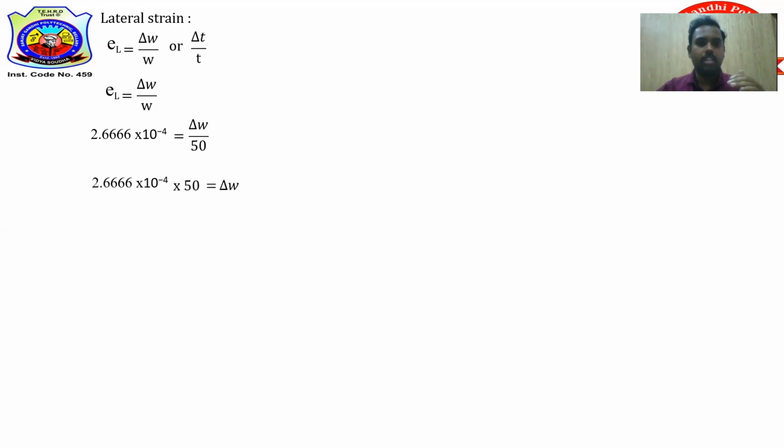So on cross multiplication, I'll get the value of delta W, that is 0.0133 mm. It's very simple. So in this case, again, I'll take EL equals delta T by T, because I have used only delta W by W. So this is one more set. So I'll take another set, delta T by T.